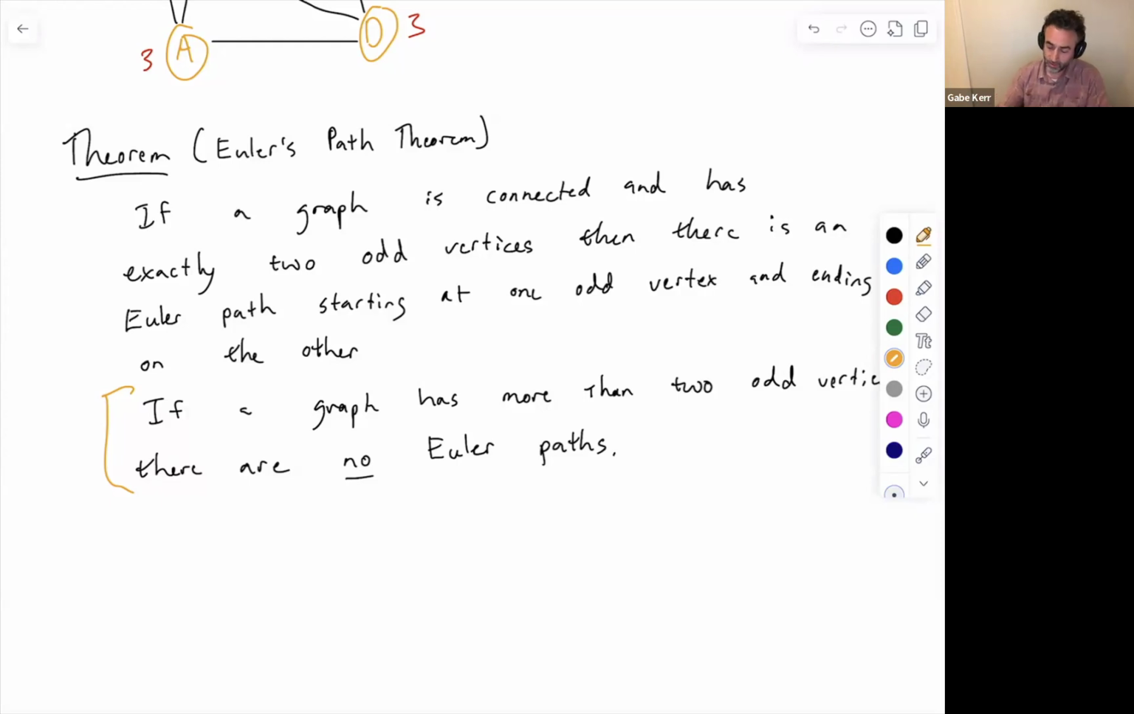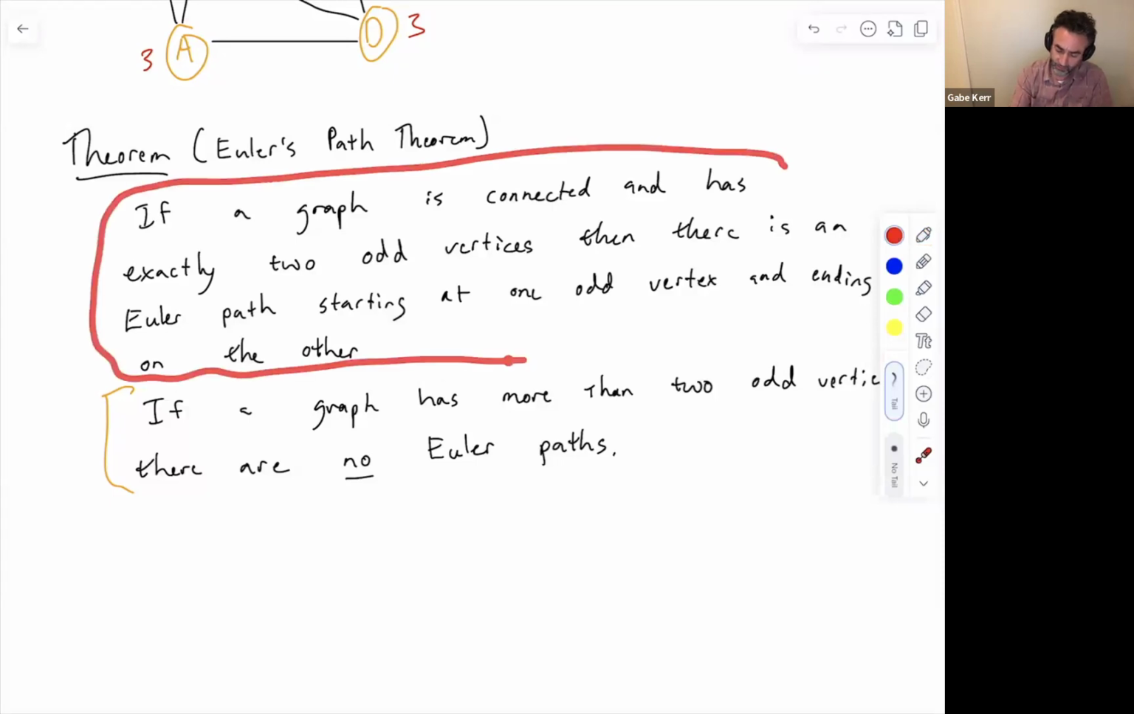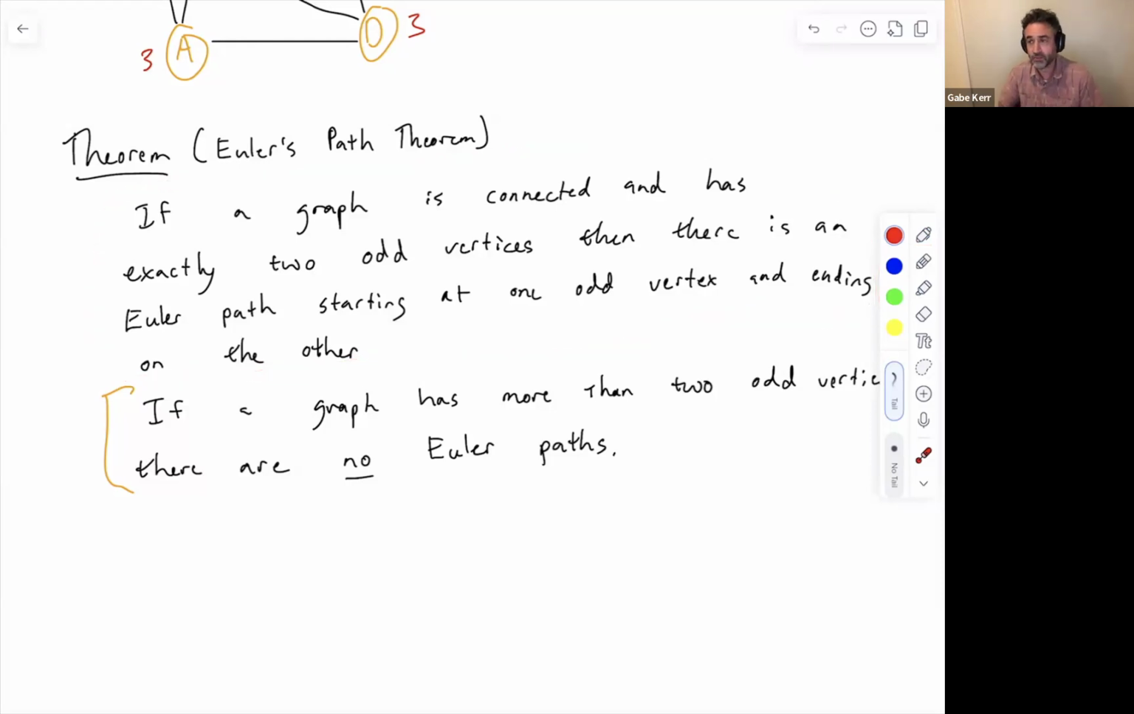Next time, we're going to take a look and see how we could produce one of these paths if we're in this situation. We won't give a very rigorous mathematical proof, but we'll make some reasoned arguments as to why this algorithm, which is called Fleury's algorithm, actually produces these Euler paths for us in that case. All right.